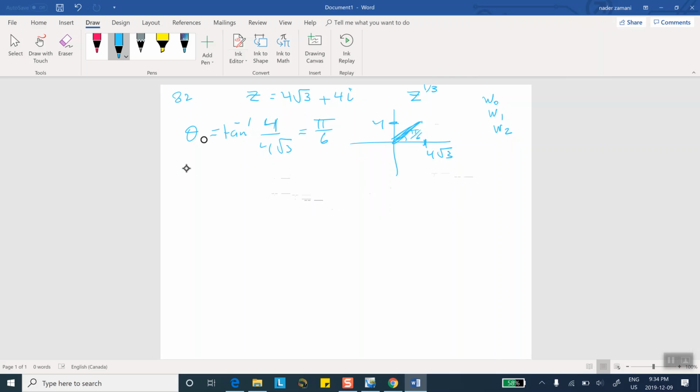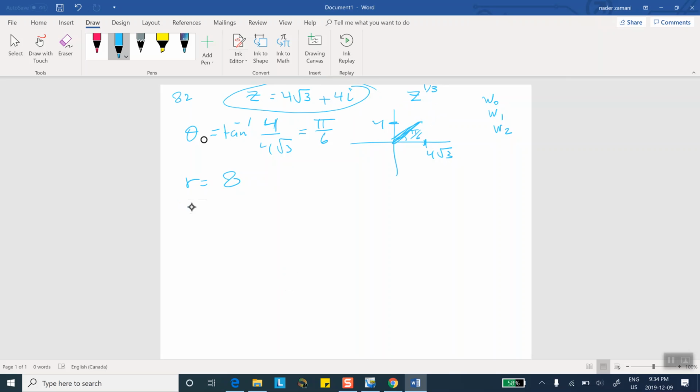And that length, r, is equal to, well, it's the same number as before, so we already worked it out actually. This thing came out to be 8, right? Because this is the same number that we had for problem number 81. So the polar form is exactly the same.